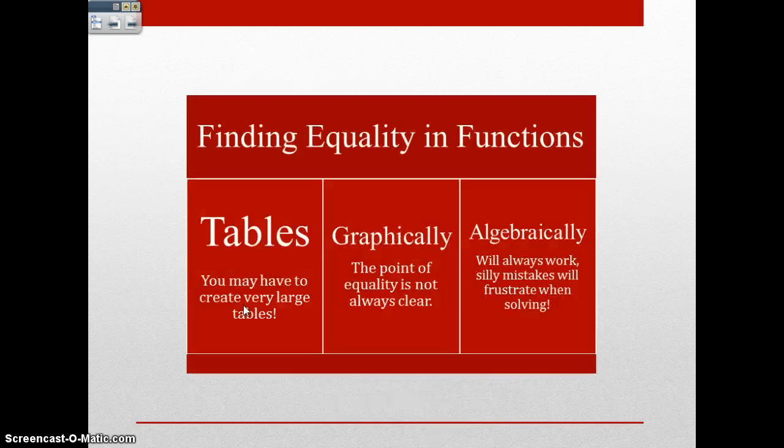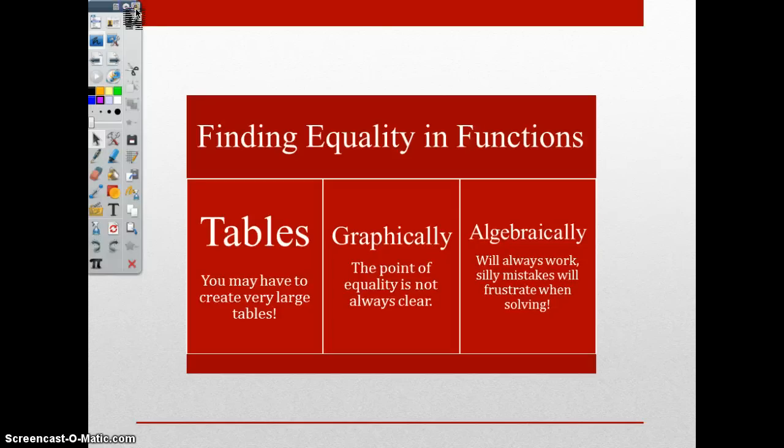So let's review. How can I find equality in functions? What are the skills that I use? Think of the tools you have in your mind. One, we can create tables. Tables are great. Tables clearly lay out the points on each line in each function. The only problem I foresee is that sometimes you have to create really large tables. If you don't have an idea where they cross or an idea where they're equal, you could be searching for a while.